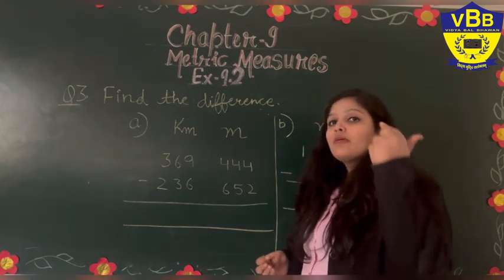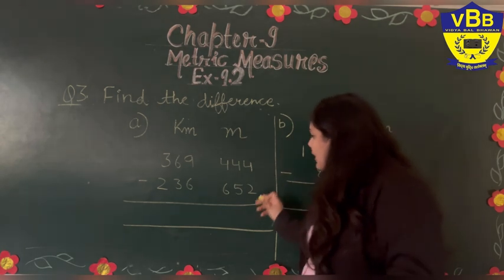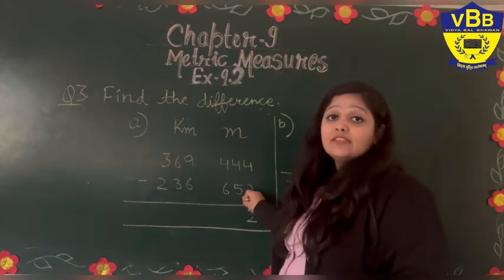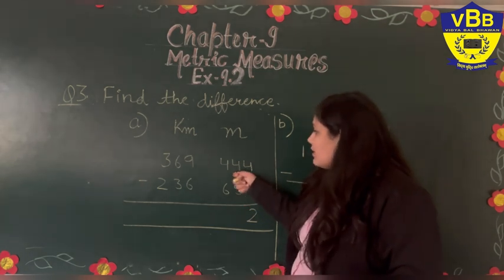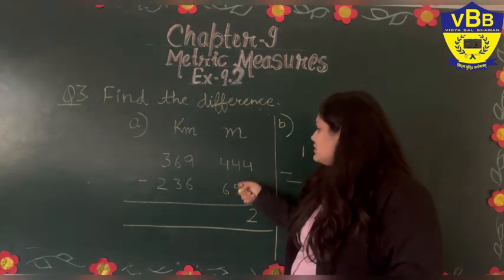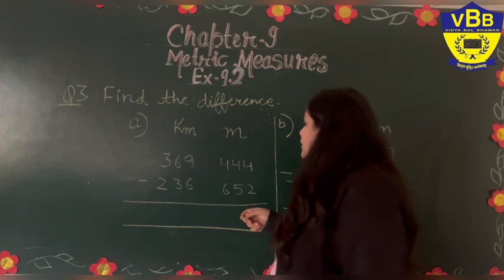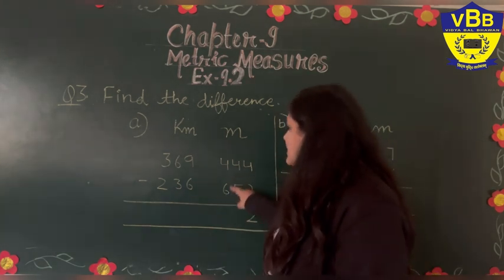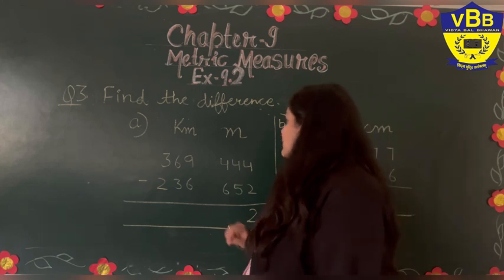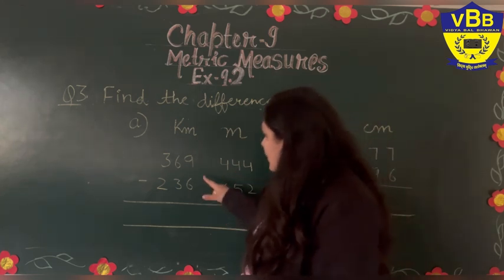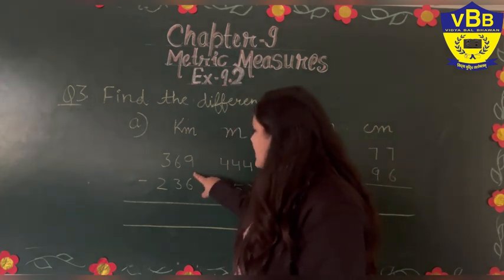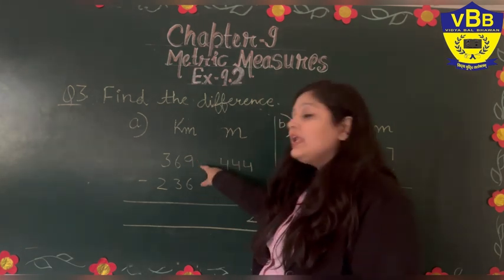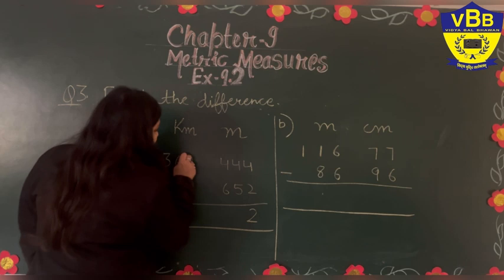So we will start from the ones place. 4 minus 2 is 2. 4 minus 5. See, 4 is smaller than 5. So these two terms cannot be subtracted, right? So we have to borrow from the next digit. Again 4 is smaller than 6. It can't be subtracted. So we have to borrow from the next digit. Now 9 is bigger than 6. These two terms can be subtracted. So we have to borrow from 9.